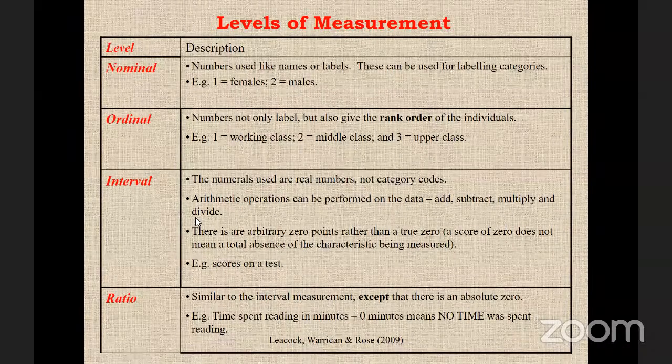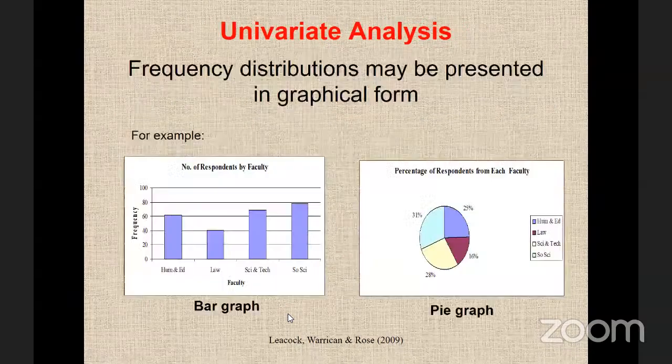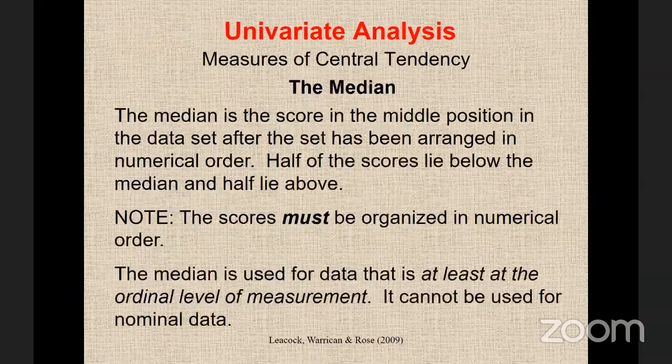Interval is where you have real numbers, but those numbers have no absolute zero to divide by. The example I just gave was actually an interval. So the age groups, those are interval. And then ratio is a number where there is an absolute 0. So things like actual age, time spent reading, etc. Let's not go through this. You can read through this yourself.